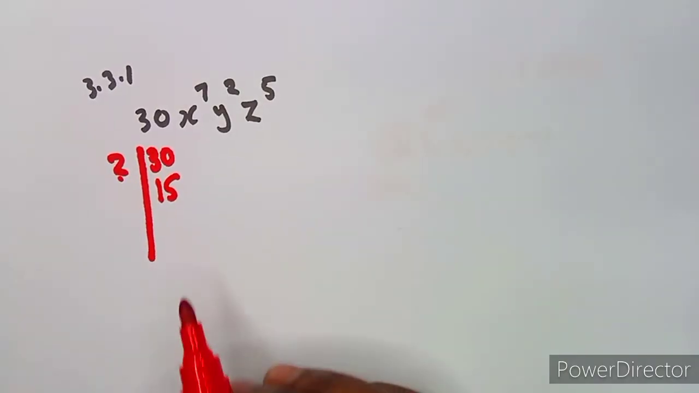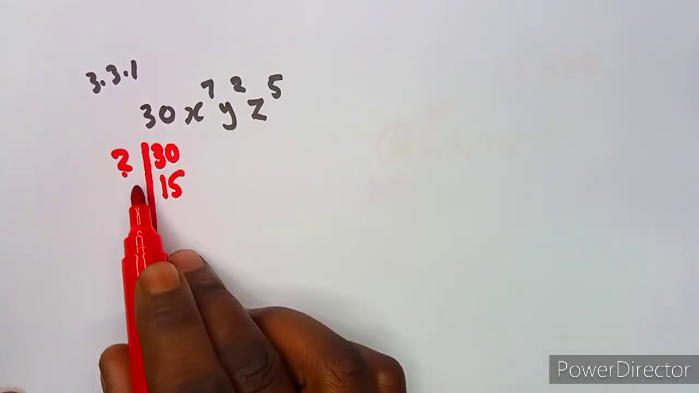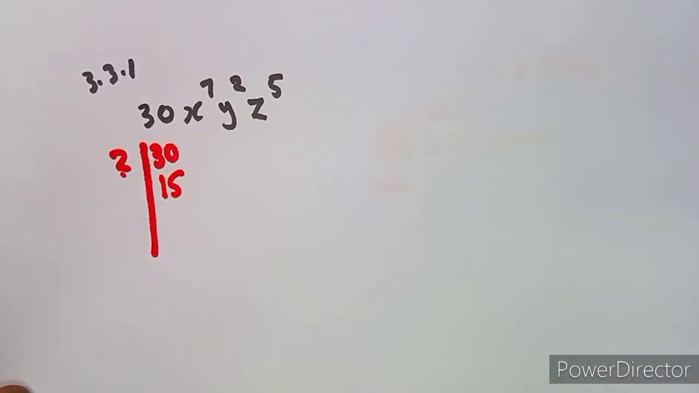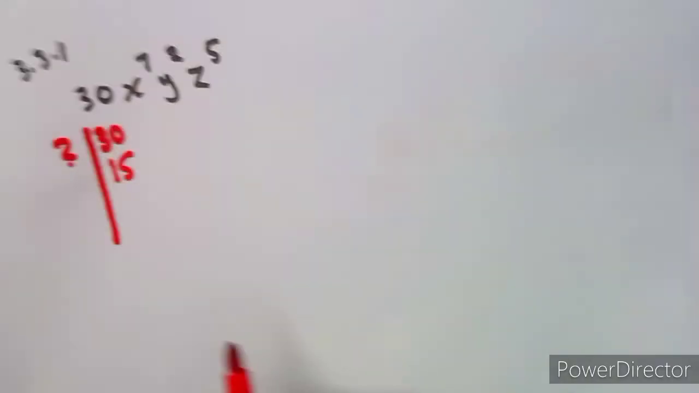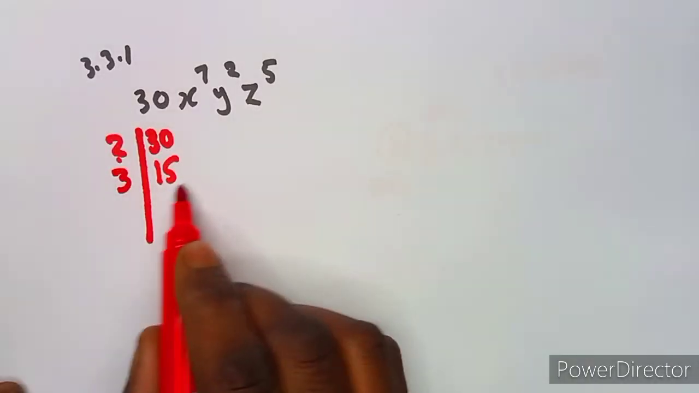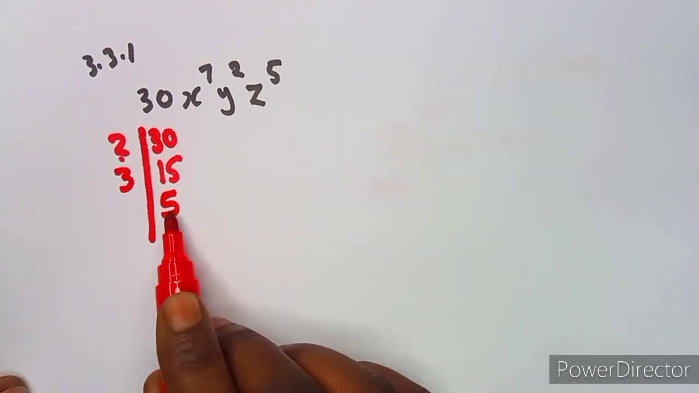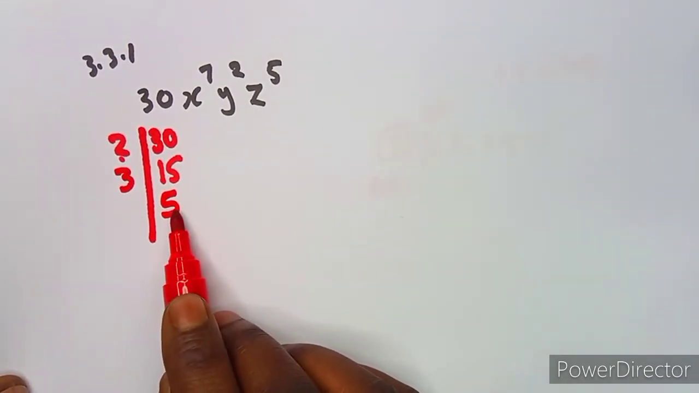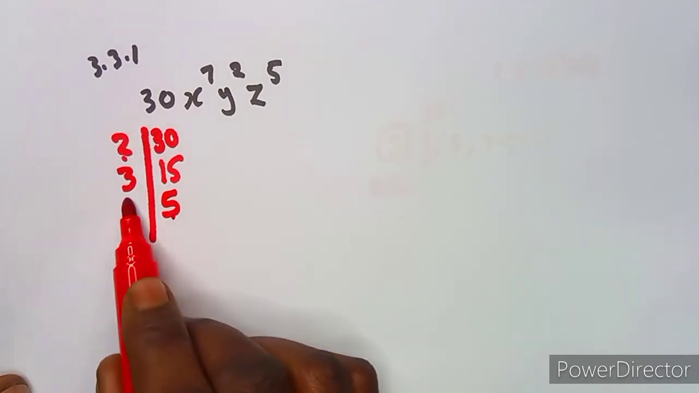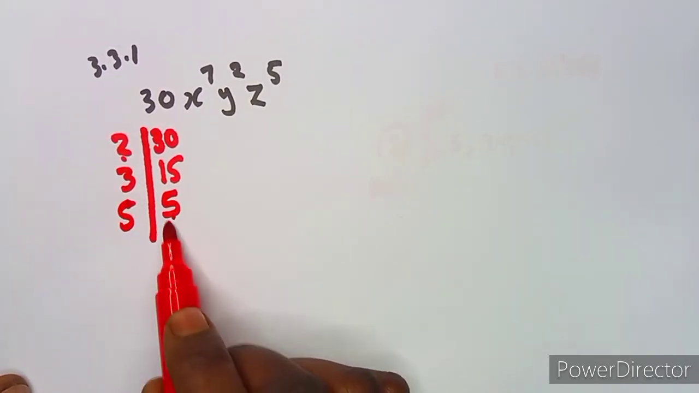Targeting 2 again is no longer possible, because 15 divided by 2 gives us a decimal. It's not a factor, because a factor is supposed to give us a 0 remainder. That is, there is no remainder whenever you work with a factor. So you move on to another factor, which is 3. You have to try 3 this time. 15 divided by 3, that is 5. We can't use 3 again. 3 is not a factor of 5. So what is a factor of 5? It's only 5. So 5 divided by 5, that's a 1.